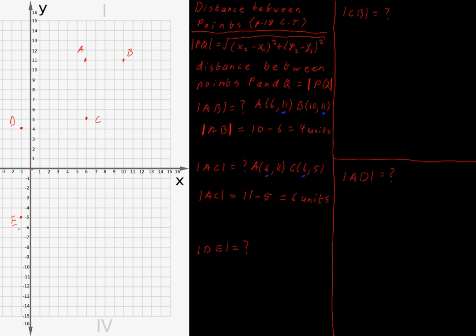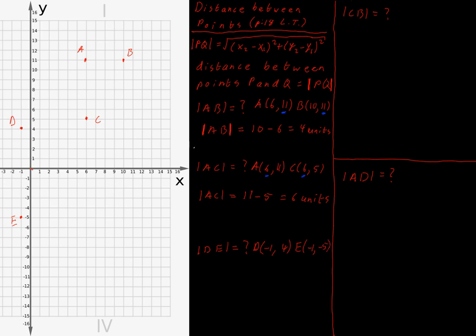Then we're going to look at the distance from D to E. And again, I can see that they're directly above and below each other. So this is going to be very similar to what we just did with A and C, but we need to get our coordinates first. So we start at the origin, in the door -1, up the stairs 4 for D. And then for E, we go in the door -1, and up the stairs, or down the stairs as you like, -5.